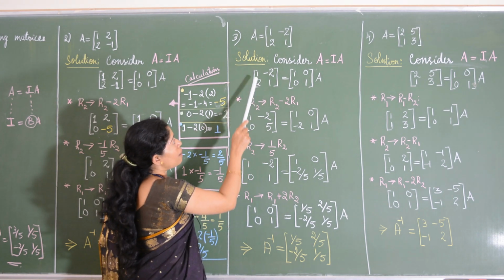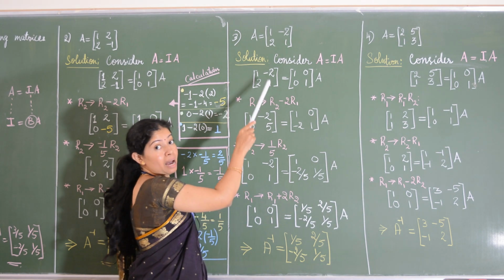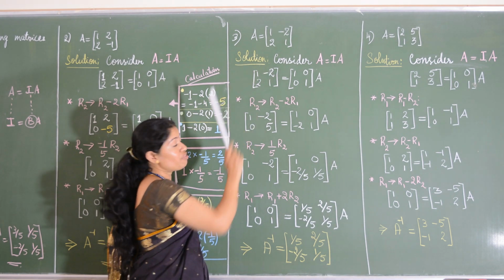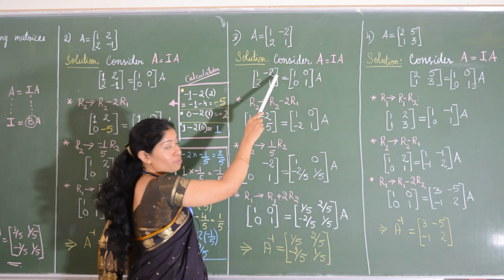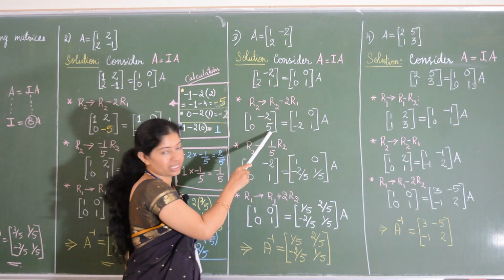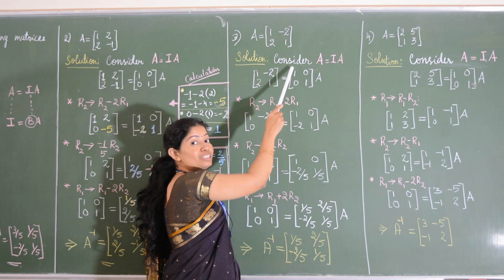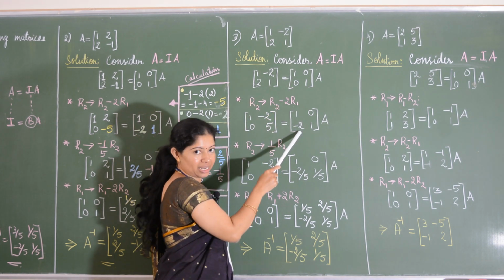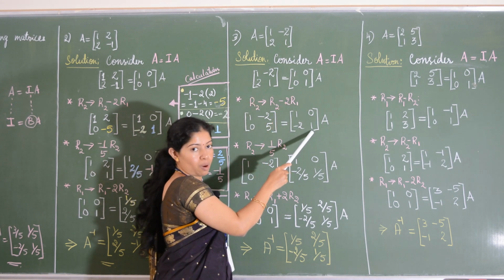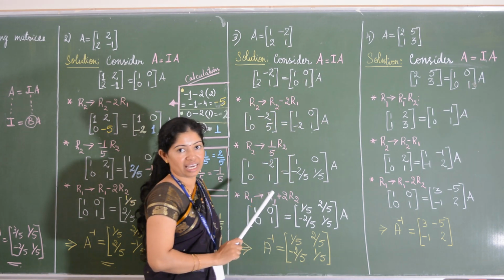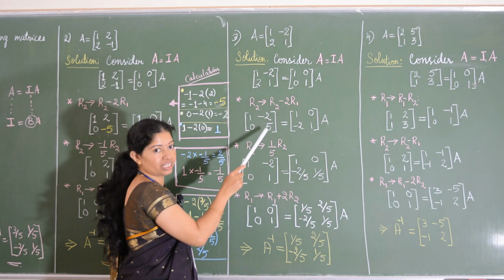So it is 2 minus 2 times 1, that is 0. Next, 1 minus 2 times minus 2. So minus into minus will become plus, and 2 into 2 will become 4. So 4 plus 1 is 5. That is equal to, here, 0 minus 2 times 1 is minus 2, and 1 minus 2 times 0 is 1. Then write that matrix A as it is. Next we have to make this entry 1.